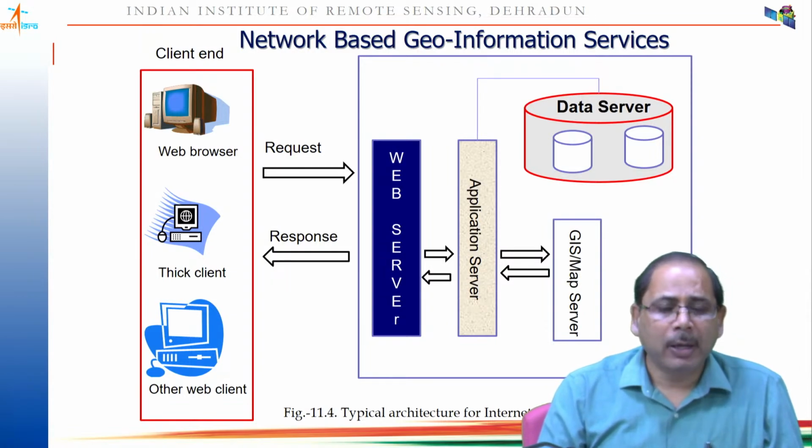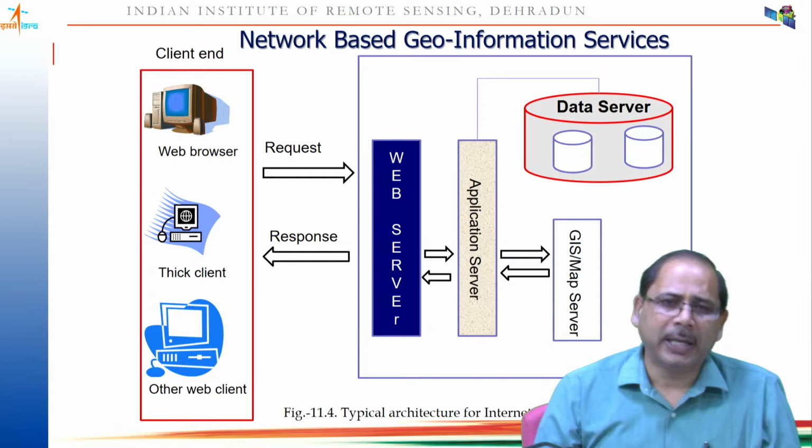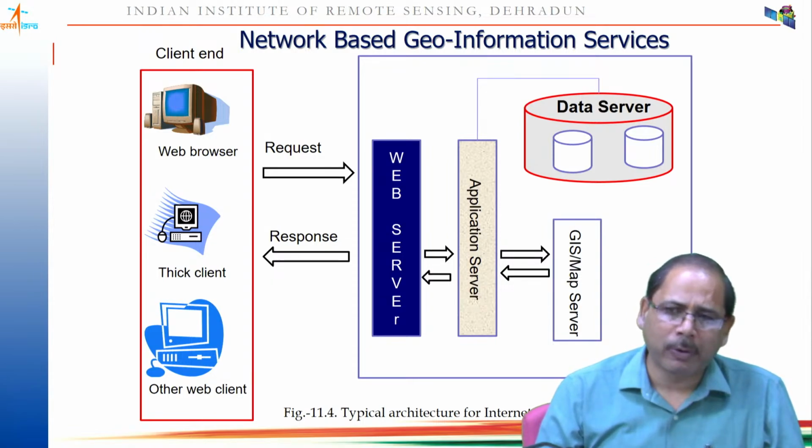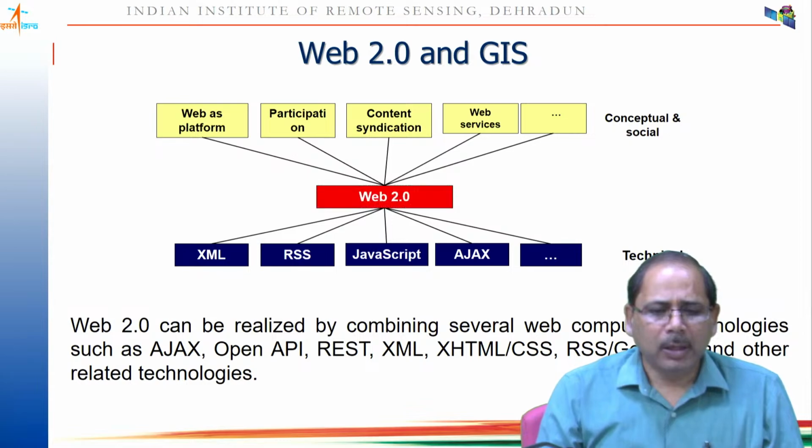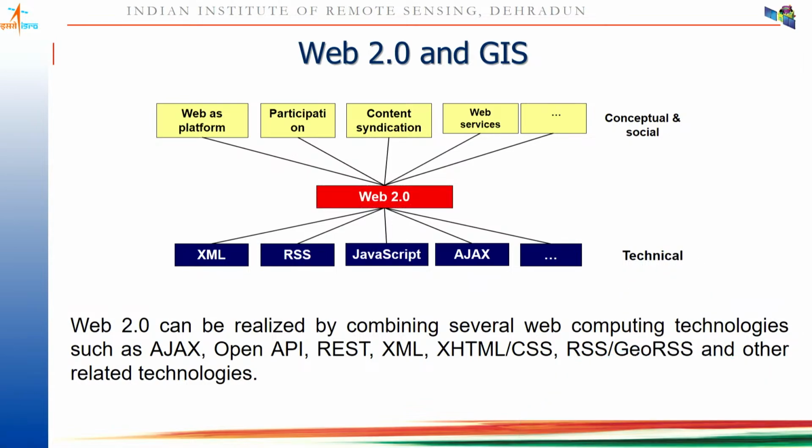But typically web browsers are not GIS software. But we need to perform different types of GIS operations in the web browser. So this is Web 2.0 and GIS. We have different techniques, like XML. It's a very old slide, but RSS, JavaScript, AJAX, and so many techniques are there.